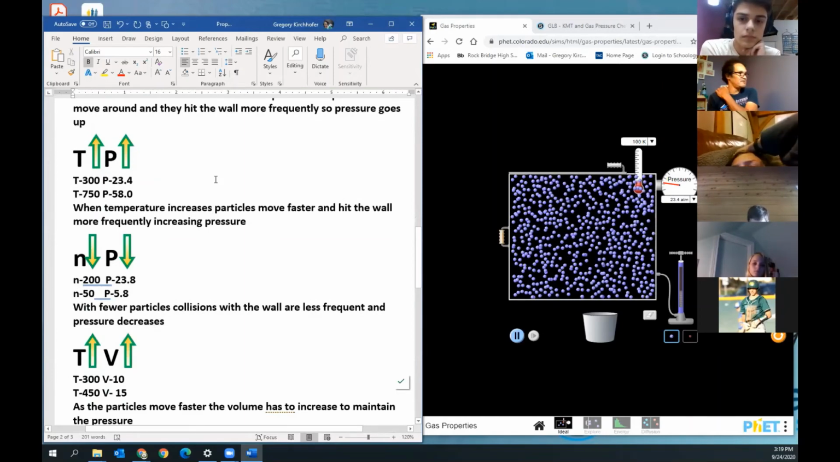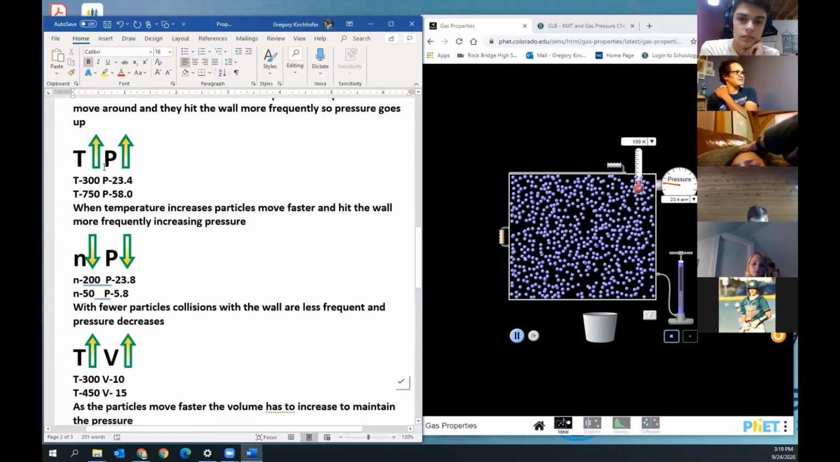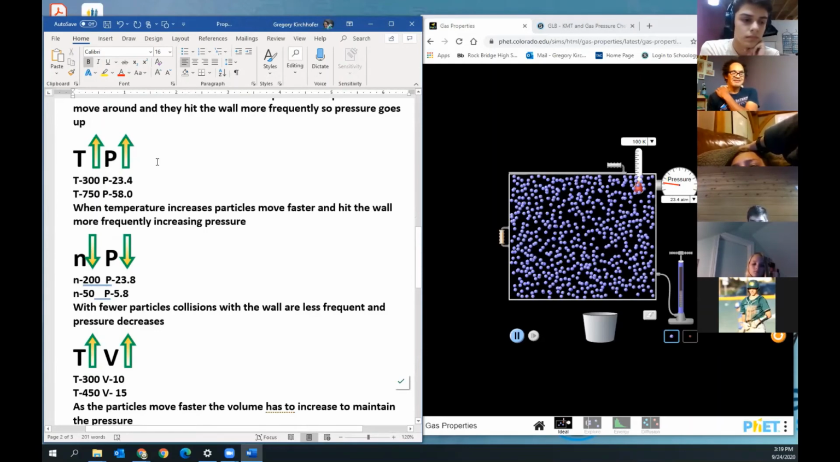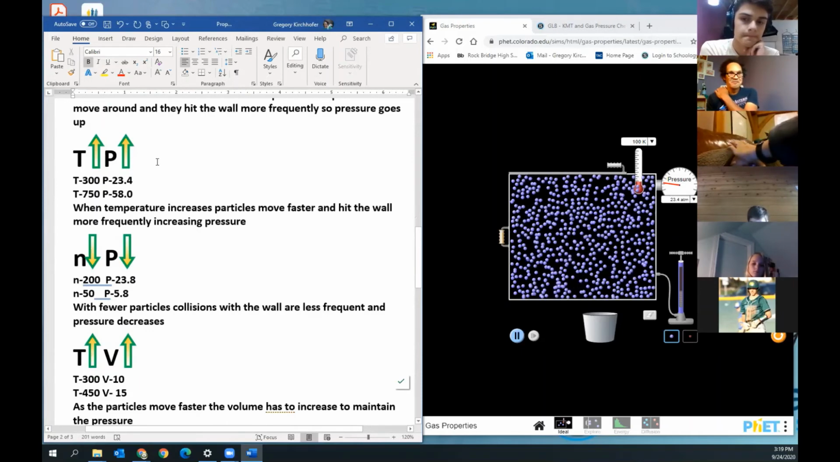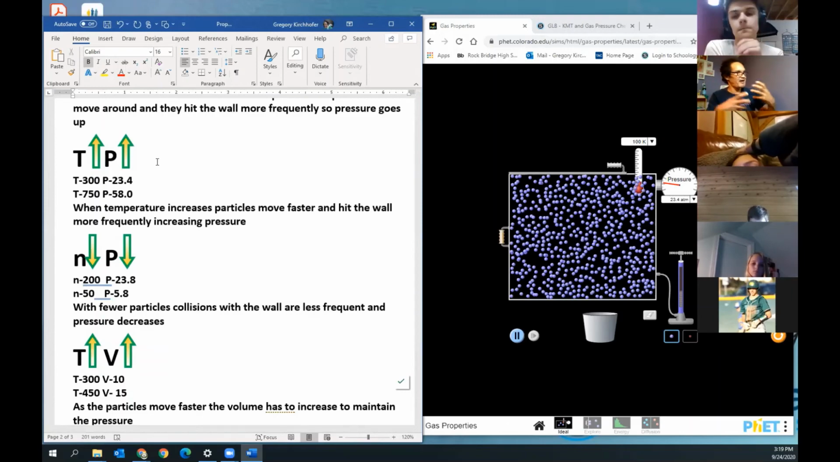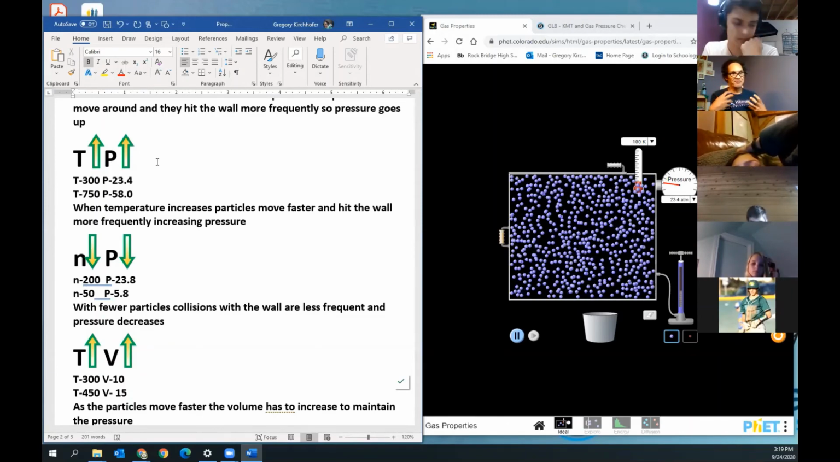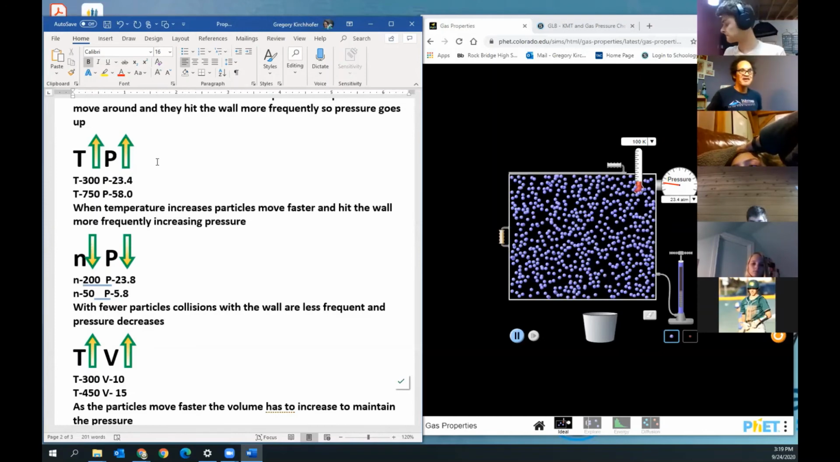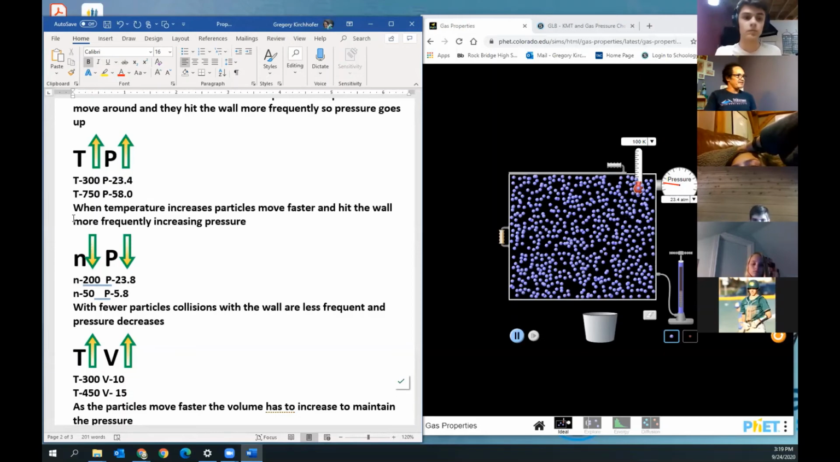Temperature and pressure, this one's pretty straightforward. People kept talking about, like, if you put an aerosol can in the fire, right? As it gets hotter and hotter, the particles move faster and hit the side of the can a lot harder, right? Build up the pressure, and eventually it explodes. But before it explodes, it builds a lot of pressure.